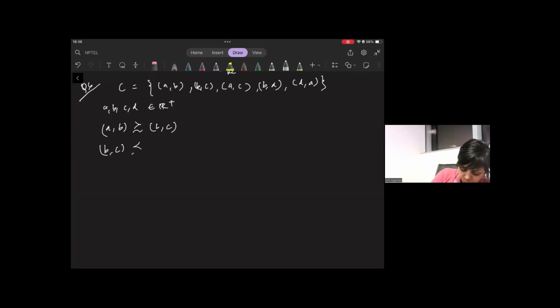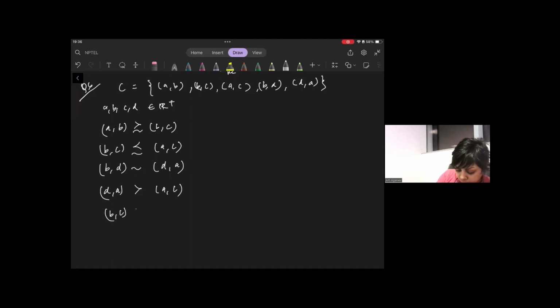BC is less preferred to AC, BD and DA is indifferent, D comma A is strictly preferred to A comma C, and B comma C strictly preferred to D comma A. Okay, so whenever you're given something like this, what you want to do is you want to put them on a rank.